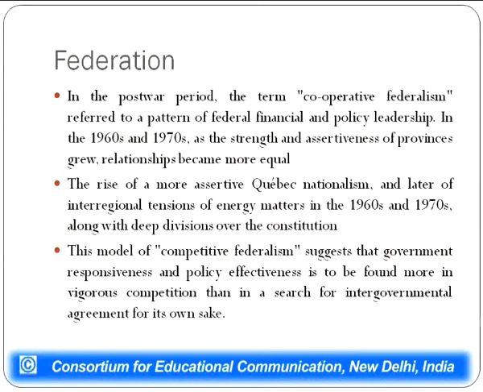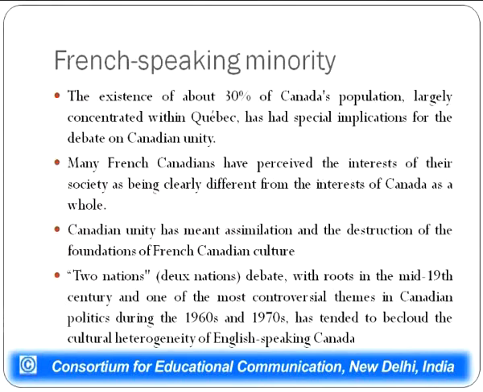Now, if you look at the kind of federation, it started with cooperative federalism, when all the provinces would grow together, develop together, and the relationship was more or less equal. Then comes the rise of a more assertive Quebec nationalism, and this takes Canada on a different path altogether. This era is known as the era of competitive federalism, where there is vigorous competition between the provinces for intergovernmental donations or aids or earning profit from whatever natural resources they have.